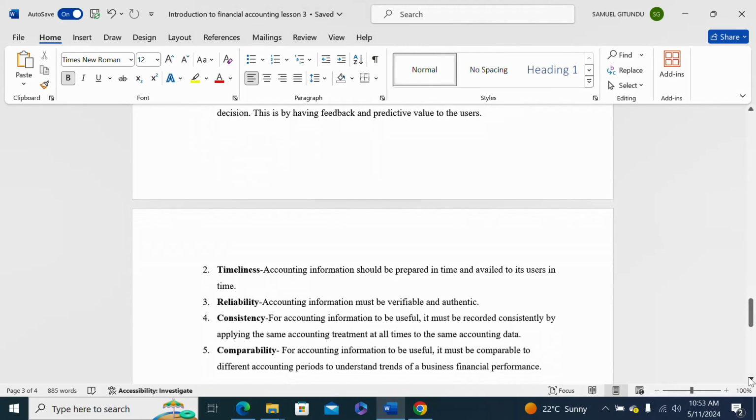Then the next quality of useful accounting information is timeliness. Useful accounting information must be prepared on time and be available to users of the accounting information on time.